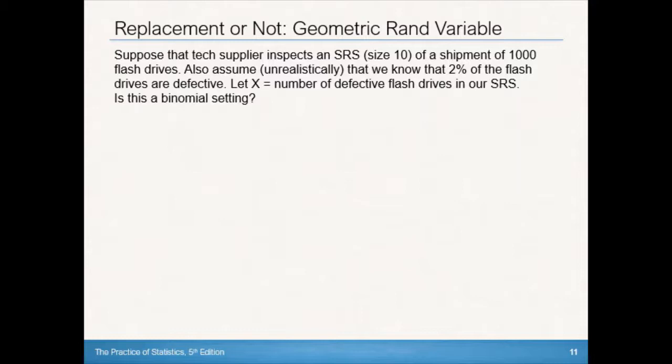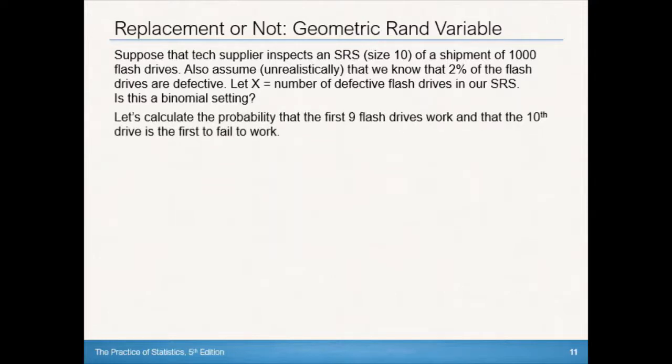All right, so replacement versus no replacement in the geometric random variable. Suppose a tech supplier inspects a simple random sample, size 10, of a shipment of 1,000 flash drives. So we have a box of 1,000 flash drives, and we sample 10 of them and test whether those 10 work or not. Also, let's assume unrealistically that we know that 2% of the flash drives are defective. Let X be the number of defective flash drives in our simple random sample. So is this a binomial setting?